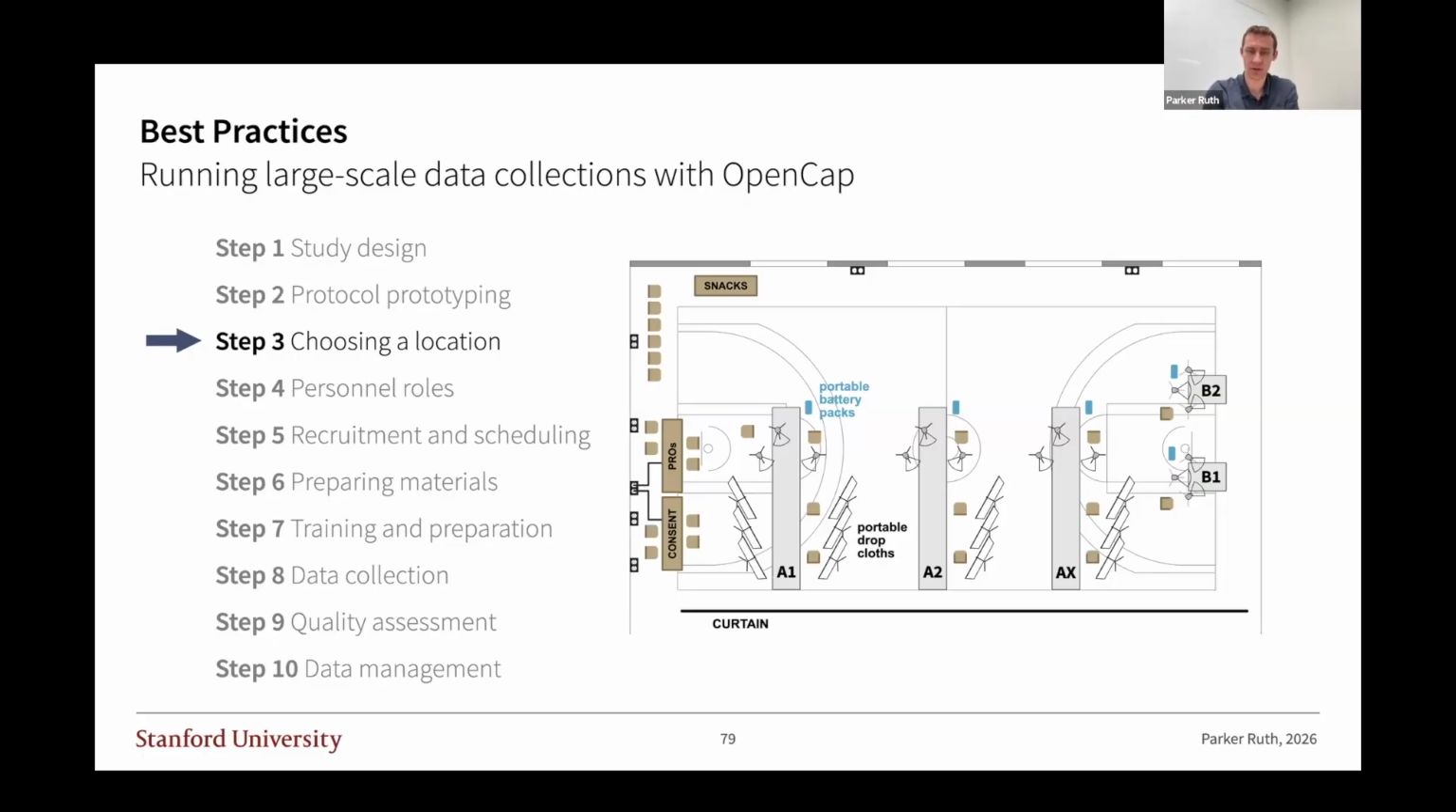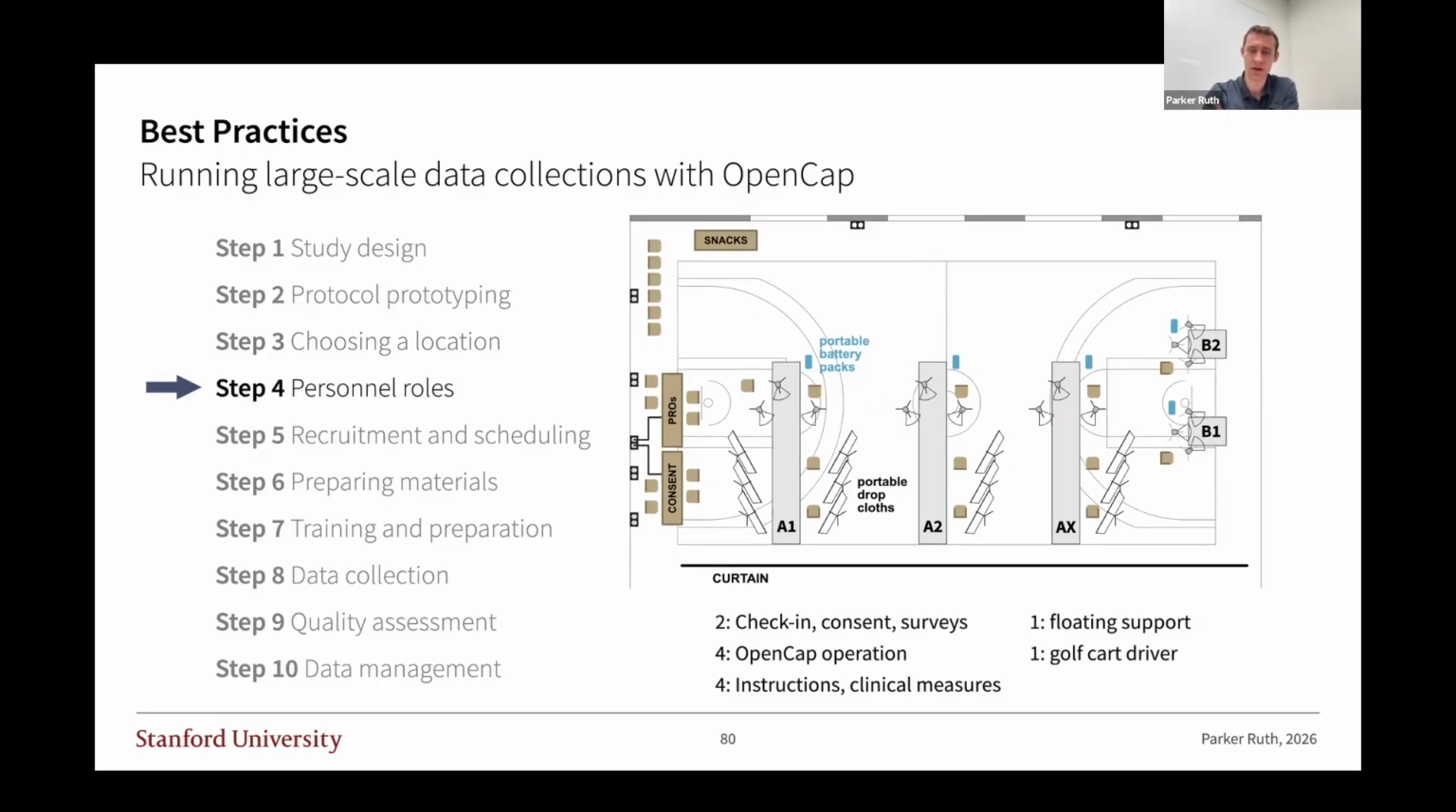Once you have a plan for your layout, it also helps you determine how many staff you're going to need, how many personnel you'll need during the data collection. So if you want to have 4 simultaneous capture stations going, that means you need to have staff for all 4 of those stations at the same time. In this particular data collection, at any given time, we always had at least 2 people at the check-in stations to help people with their paperwork.